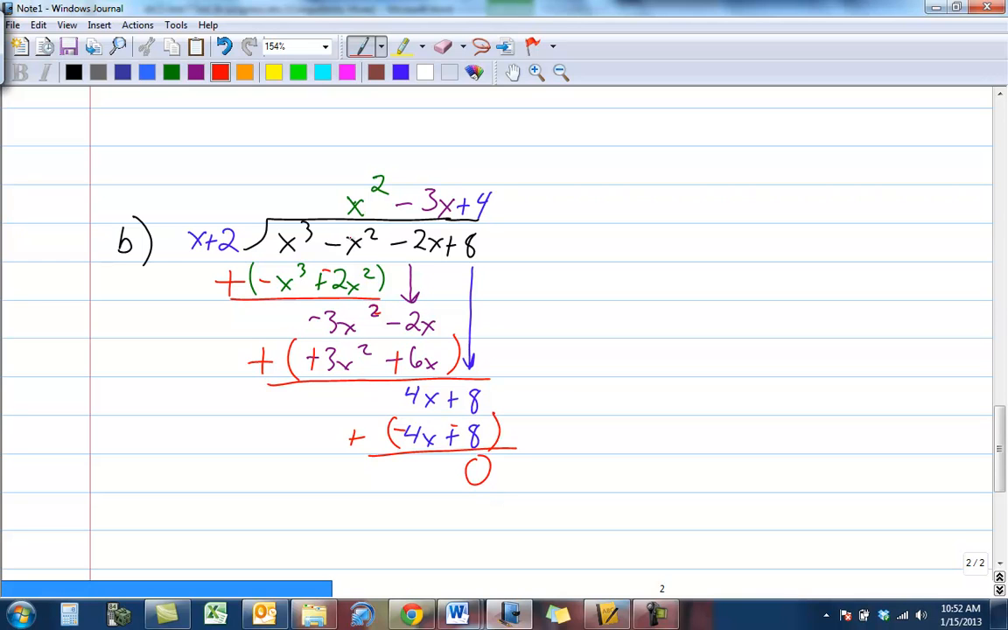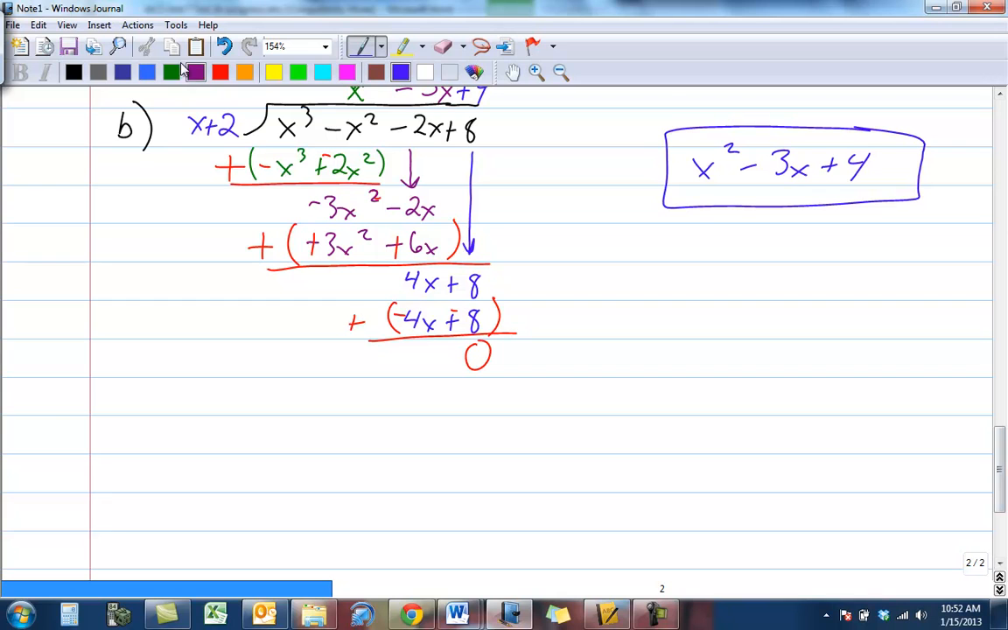So how about that? When we divide this by x plus 2, our final answer is x squared minus 3x plus 4, with a remainder of 0, which means, well, that's the thing. What does that mean? What does a remainder of 0 mean? Think about that. We'll talk about that later in this chapter.